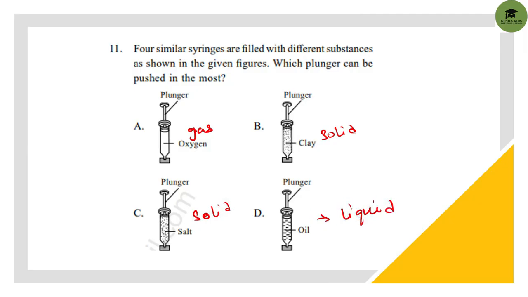Now we know the molecules are very loosely attached in gas compared to liquid and solid. So when he pushes the plunger, it can be pushed more because the molecules are loosely bound. So he can push more. In case of oil or solid, he is able to push, but the plunger is pushed the most in the gas, in the oxygen, in option A. Okay, so option A is your correct answer.